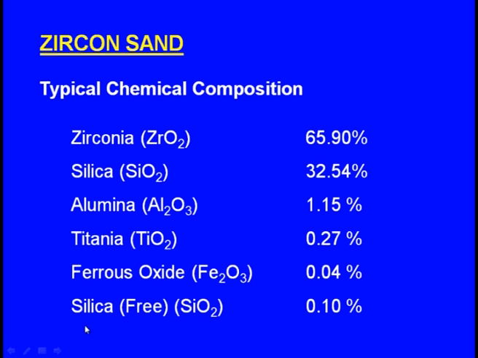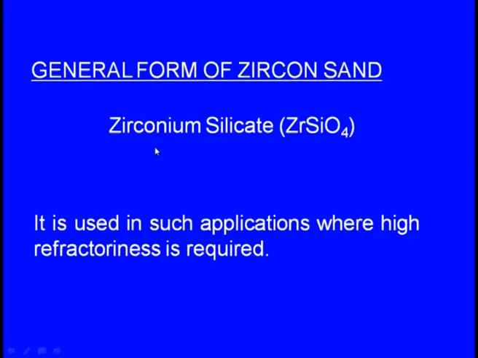Next, it contains free silica, silicon dioxide, up to 0.1%. This is the general form of the zircon sand. In general it appears as zirconium silicate, ZrSiO4. Now what is its application?